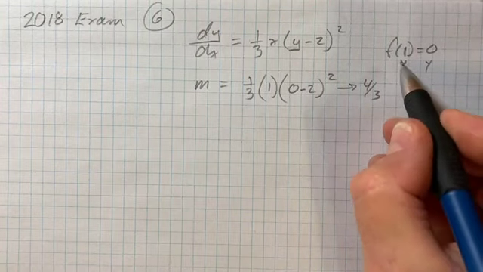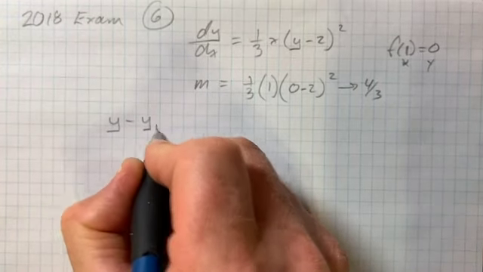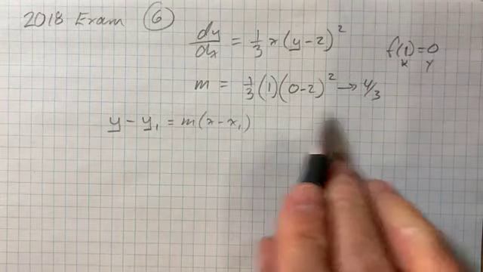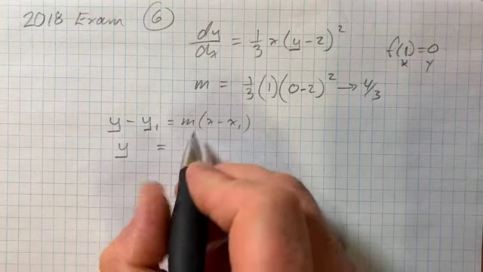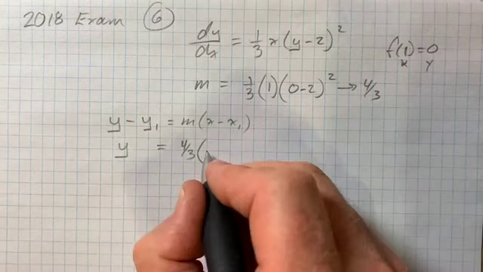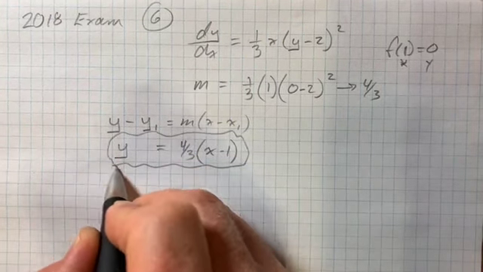So I could either go y equals mx plus b, or remember this one, y minus y1 is equal to the slope times x minus x1. I could do that. That's probably fast. So the y value is 0. So y minus 0 is equal to the slope, 4/3, bracket x minus the x value, which is 1. X minus 1. There's my slope. Or sorry, there's my tangent line equation.